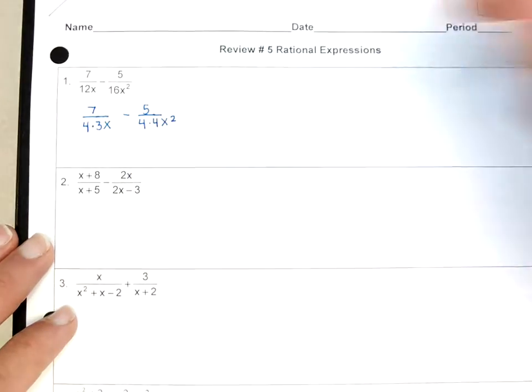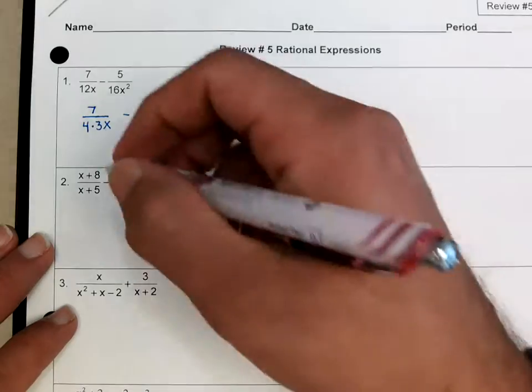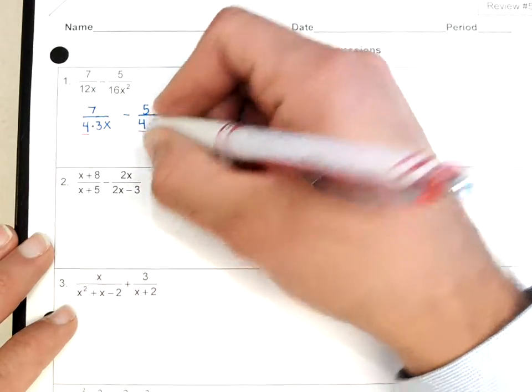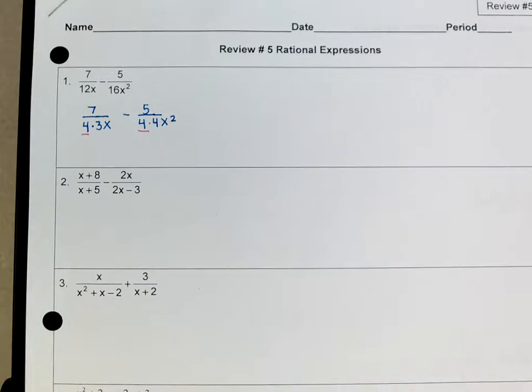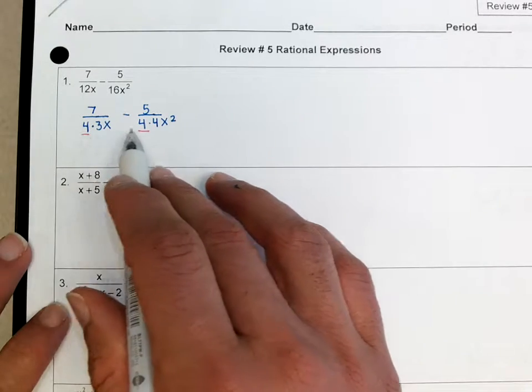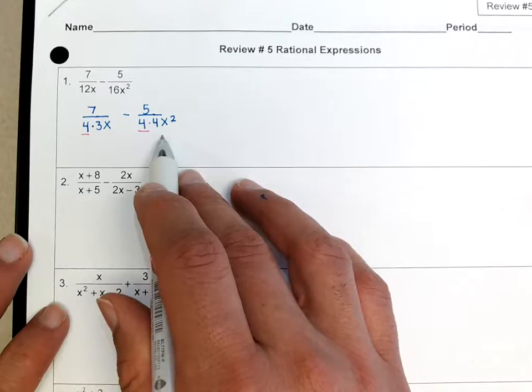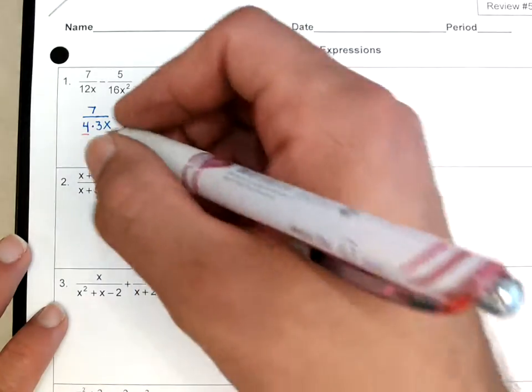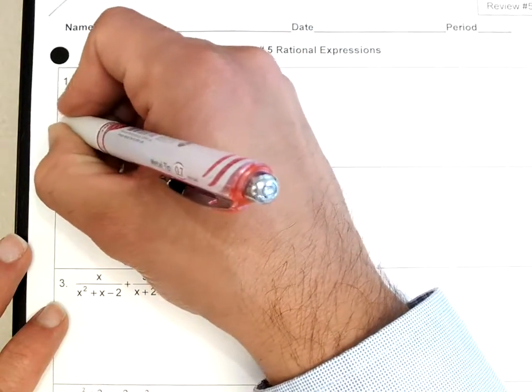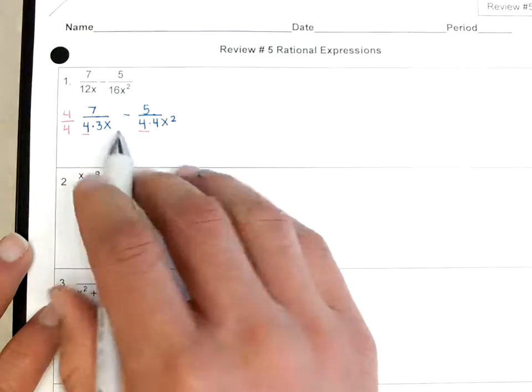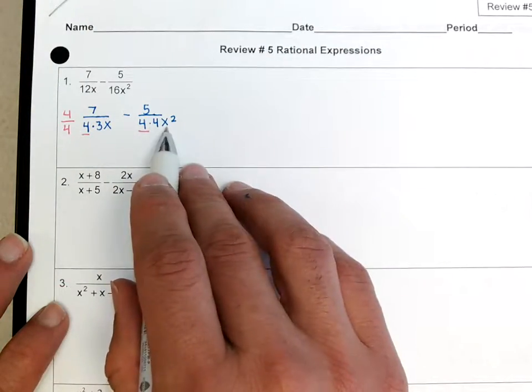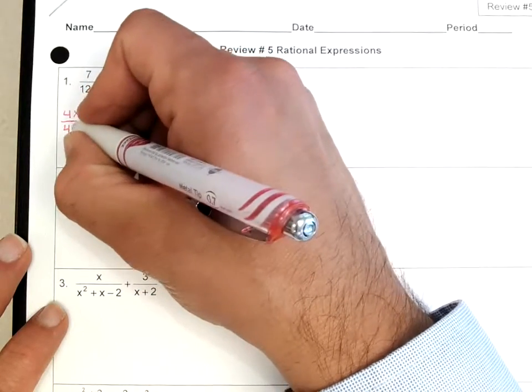Right? Now notice that they have a 4 in common. Right, so again, this is a little bit more difficult than usual. So we have a 4 in common, but notice that this one does not have a 3. Alright, and this one needs an extra 4. So I'm going to multiply this times 4. But also notice that I need an x because this is x squared and this is just x. So I'm going to multiply top and bottom by 4x.